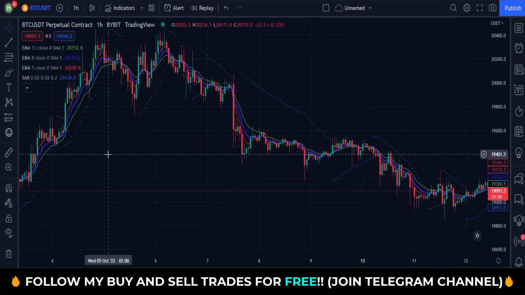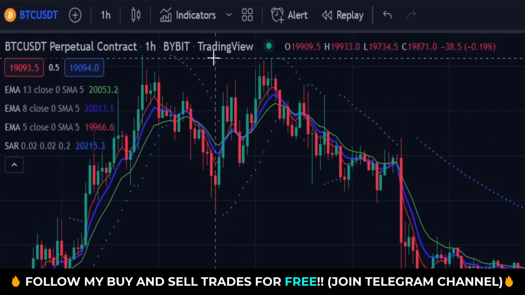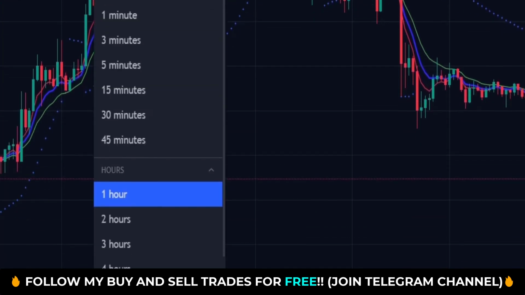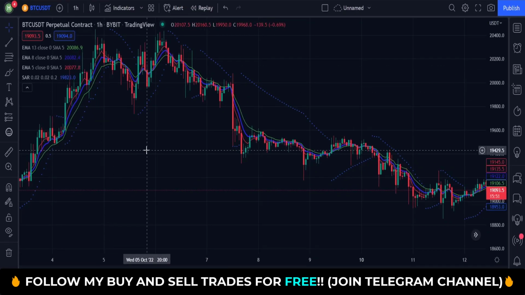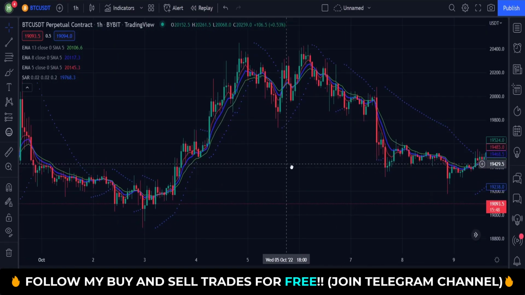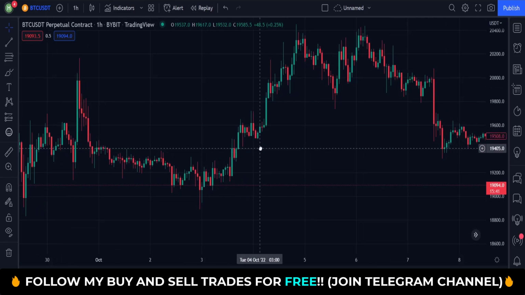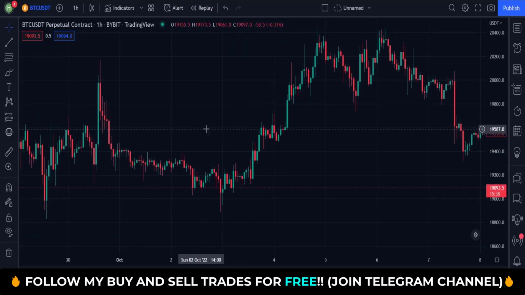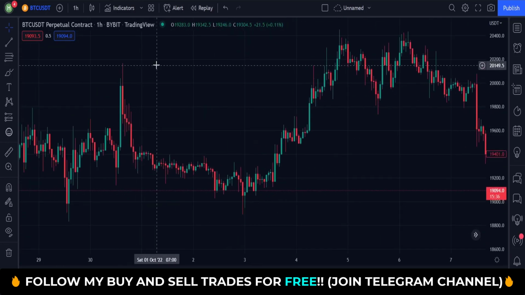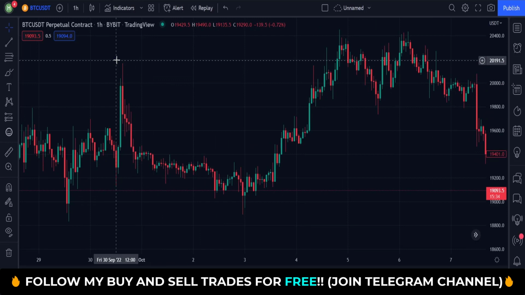So I'm in Tradingview and I'm using Bitcoin USD chart on a 1-hour time frame. And this is what your chart is going to look like when we are done setting up our chart. So I'll quickly cross out these so that I can explain everything from the beginning. So this is what your chart is going to look like when you first enter the Tradingview. Okay, now let's begin to build the setup step by step.